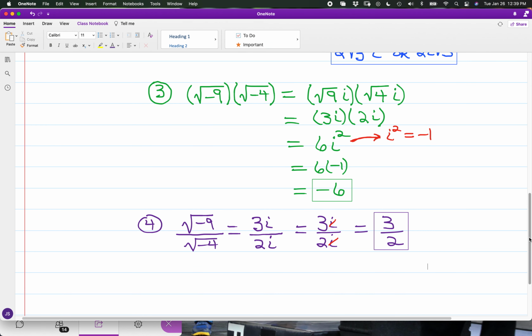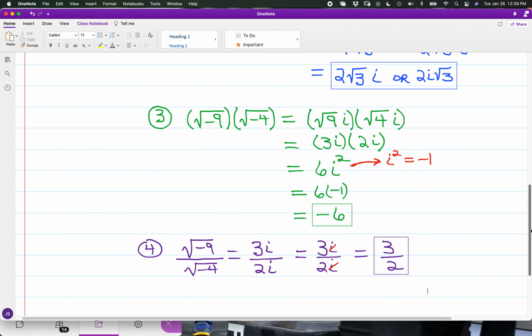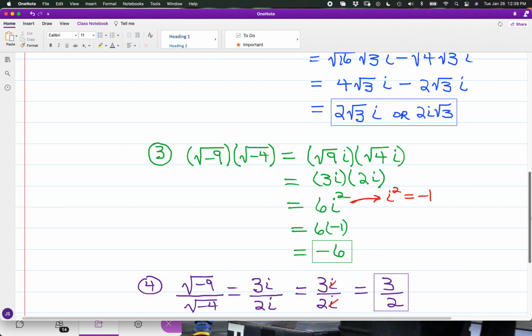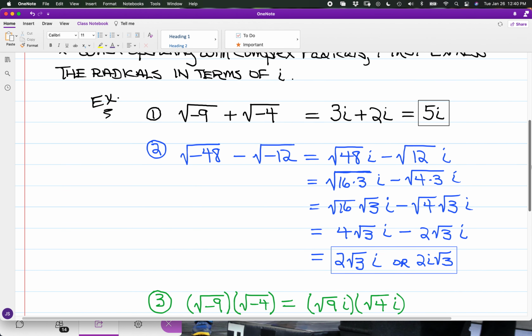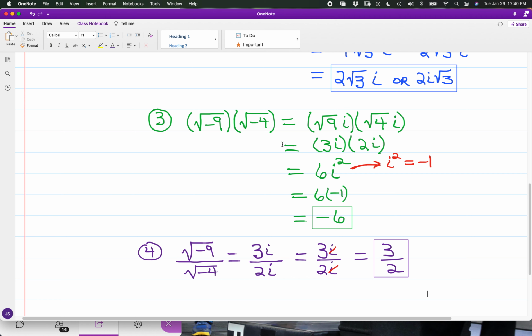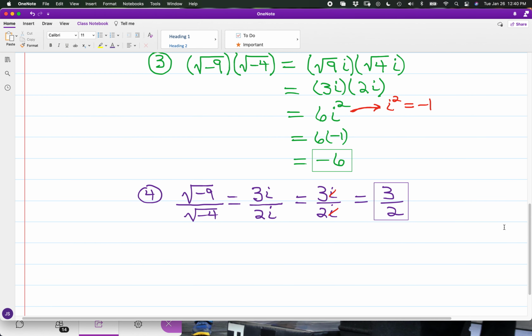Now with addition, subtraction, and division, the process is very intuitive. But with multiplication, since you're multiplying like radical types, you want to go ahead and take out the letter i. And again, i squared is equal to -1. So once you're working with complex radicals, go ahead and express them in terms of the variable i.